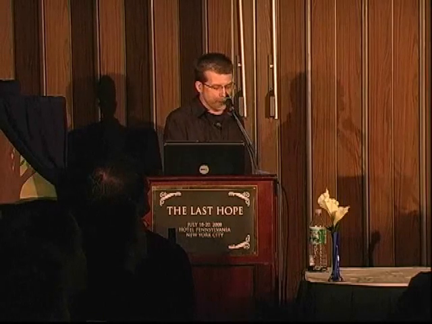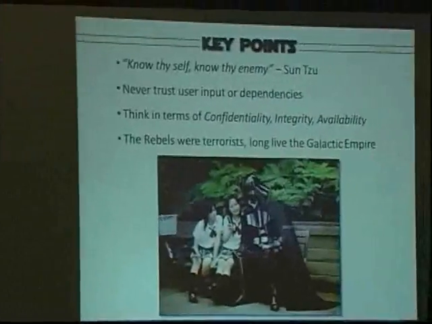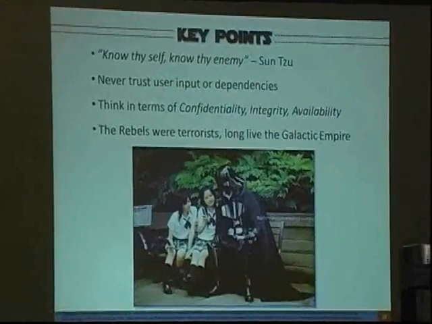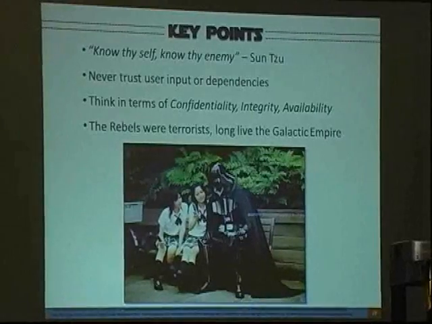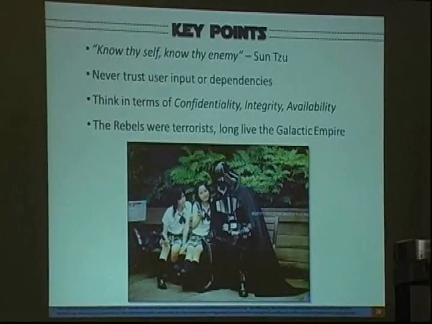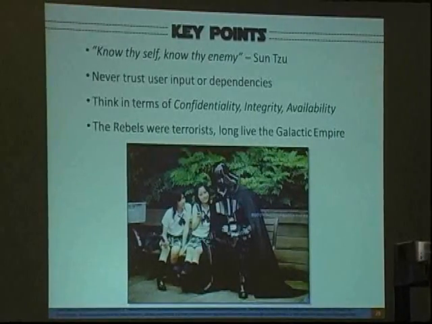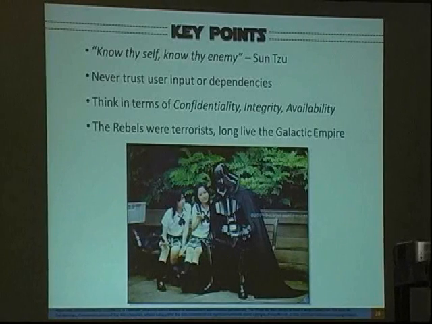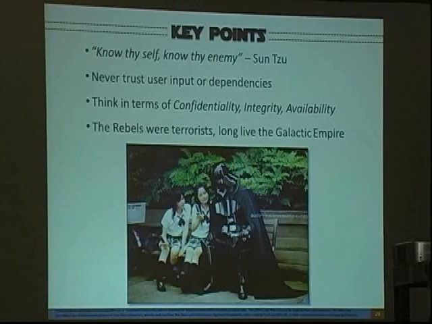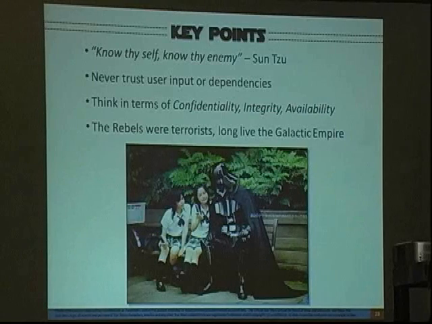So the key takeaways here are that you want to know yourself, know the enemy. Again, back to Sun Tzu. Again, you want to never trust user inputs or dependencies. They are the enemy. That's the best way to think of it. Just always default to that assumption. And so you want to think in terms, again, of the CIA triad: confidentiality, integrity, availability. And then again, the most important part: the rebels were terrorists. Long live the Galactic Empire.